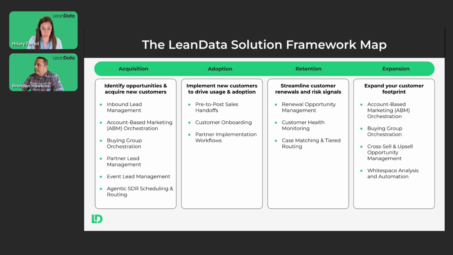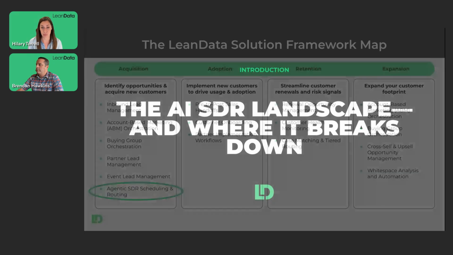So the idea was to bring this concept to life with an ongoing webinar series that we're calling GTM Connected. So you are here for our very first one, and the idea is we'll drill into each of these use cases over time, and we'll continue to add to this map as we're learning about new use cases. Agentic SDR and routing wasn't one on our radar about a year ago, so that's definitely something that we're seeing changing in the marketplace. So that's the use case that we're going to focus on today, how customers are leveraging LeanData within their Agentic SDR scheduling and routing.